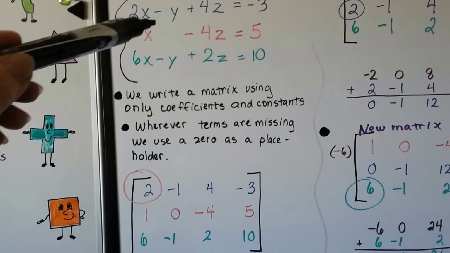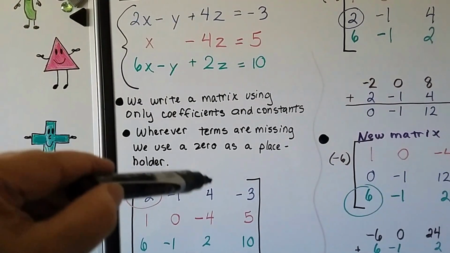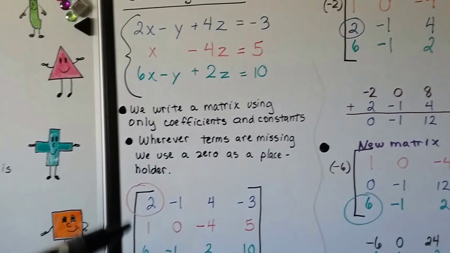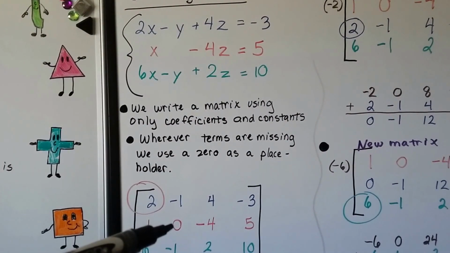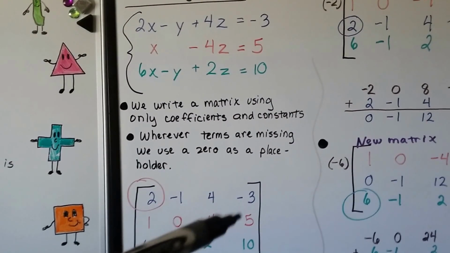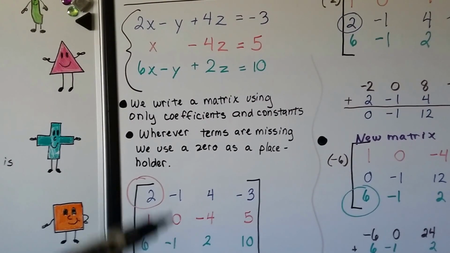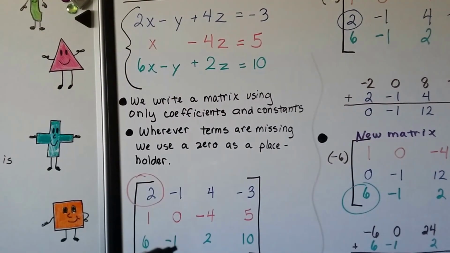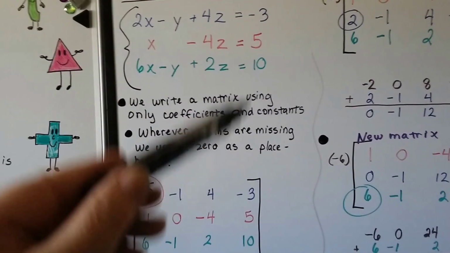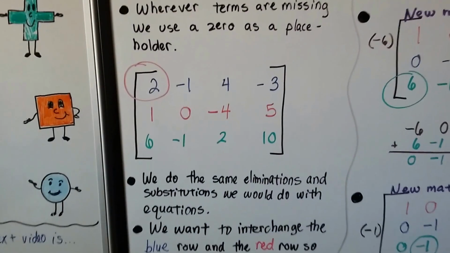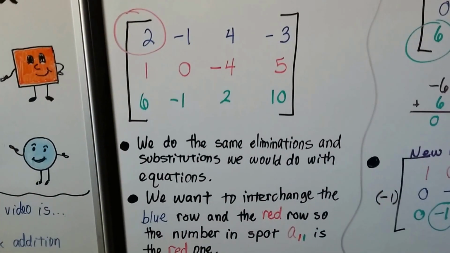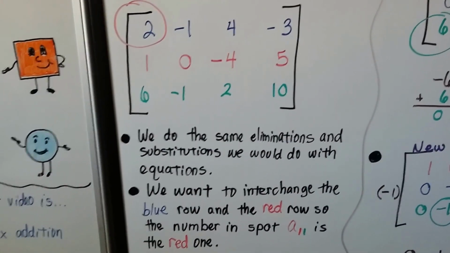We got a 2, a negative 1, a 4, and the negative 3. We've got a 1, a 0 for the y placeholder, a negative 4 and a 5, and we have a 6, a negative 1, because there's an invisible 1 in front there, isn't there? The 2 and the 10, okay? We do the same eliminations and substitutions we would do with equations, as if the variables were there.